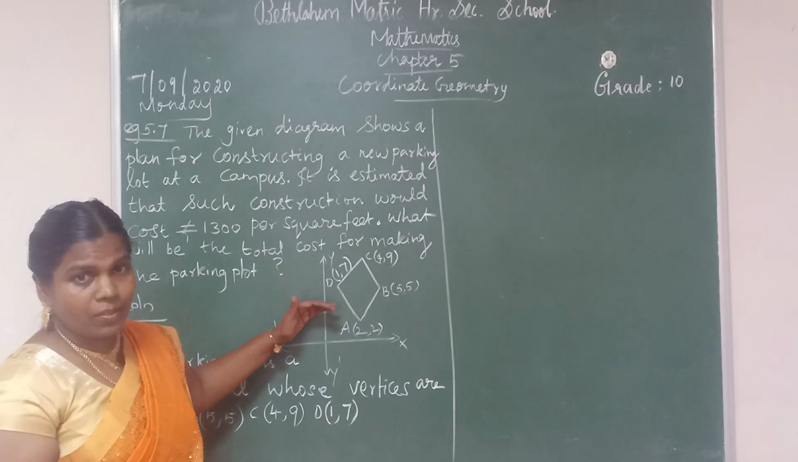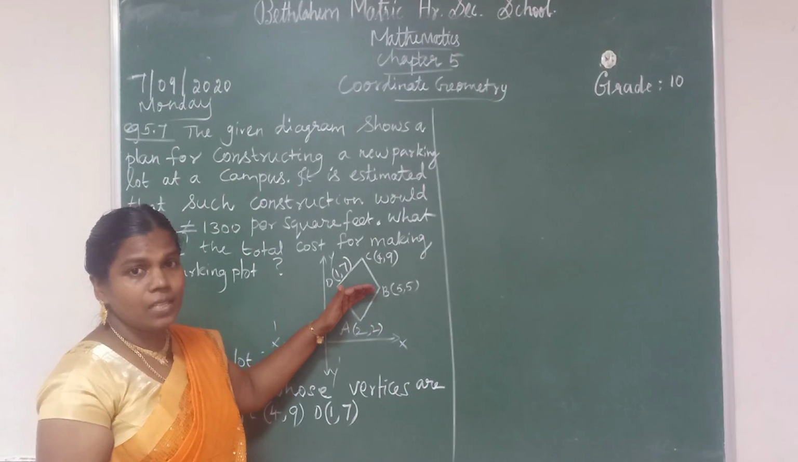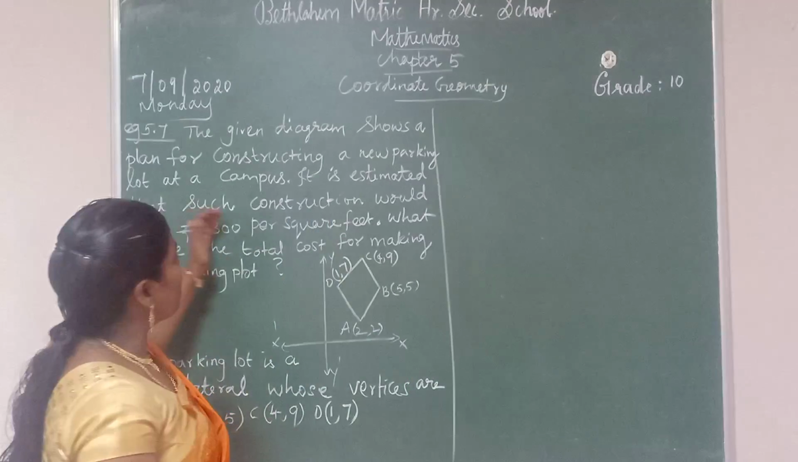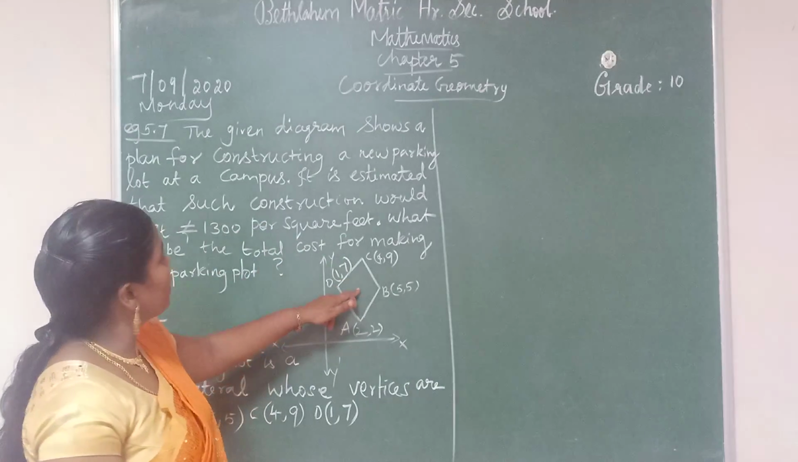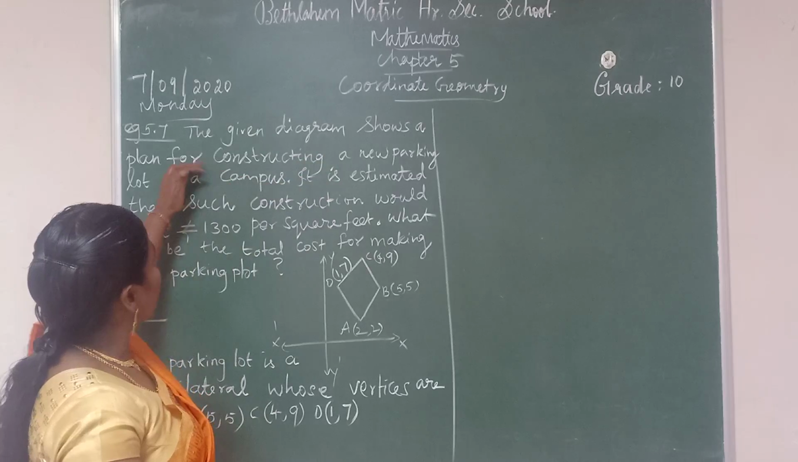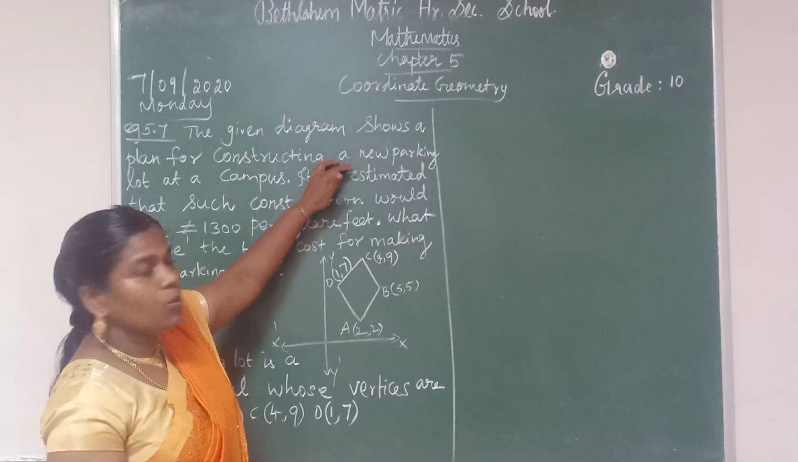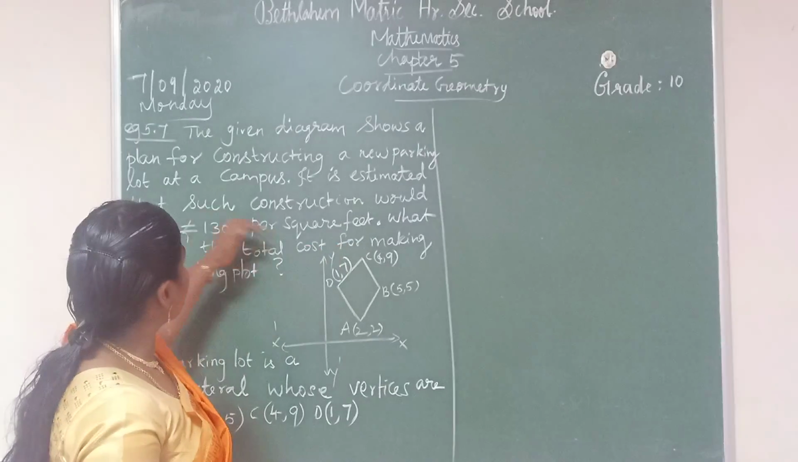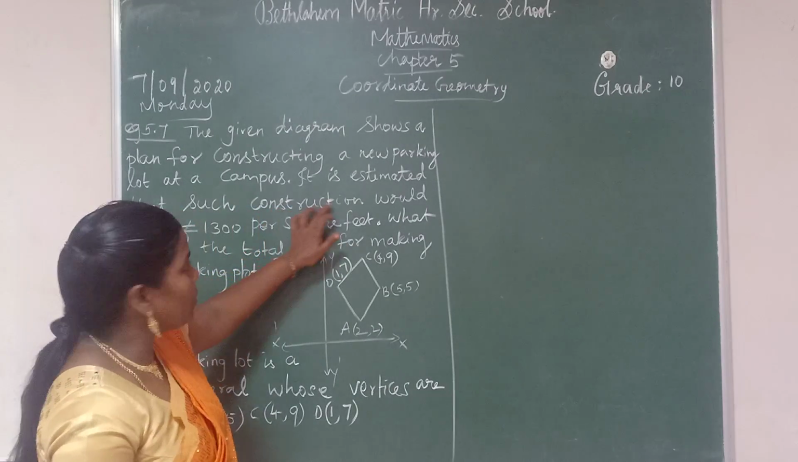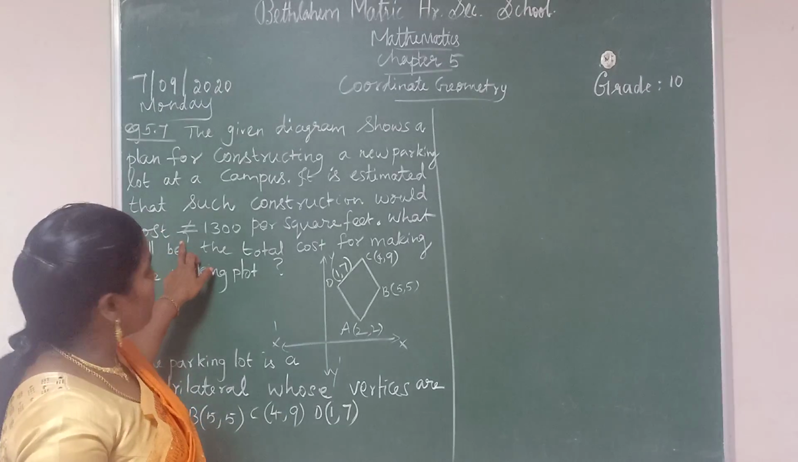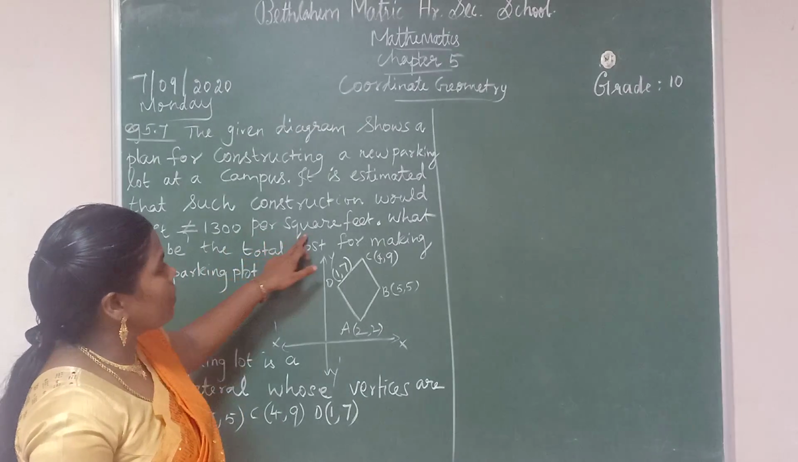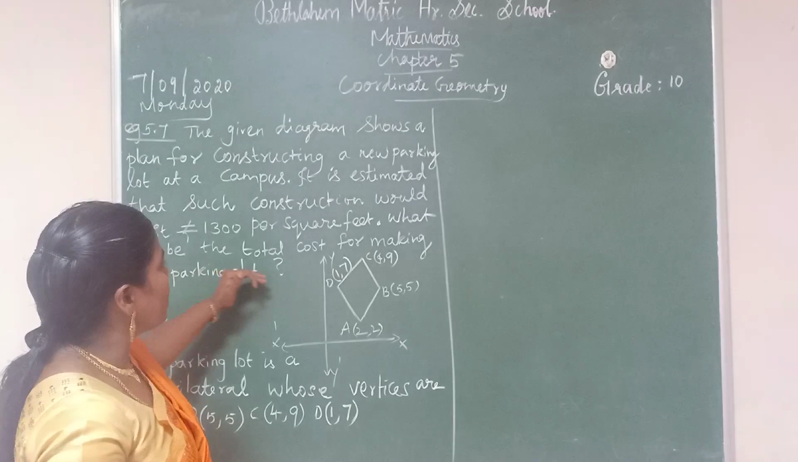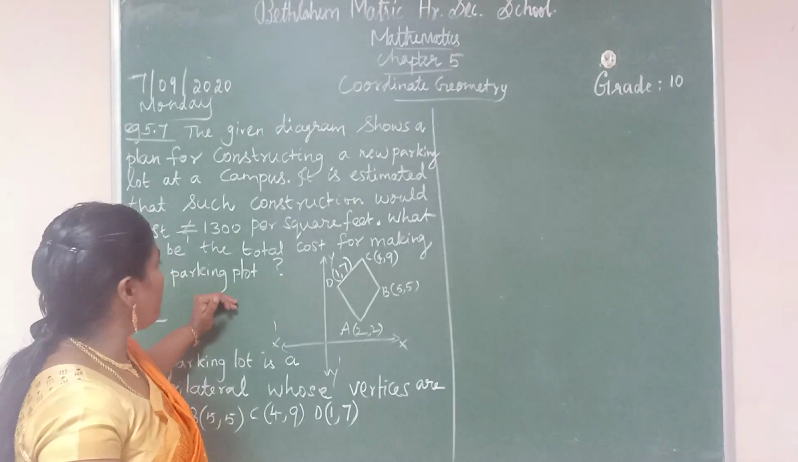There is a diagram given. It is in the quadrilateral shape. That is the parking lot. The given diagram shows a plan for constructing a new parking lot at a campus. It is estimated that such construction would cost rupees 1,300 per square feet. What will be the total cost for making the parking lot?